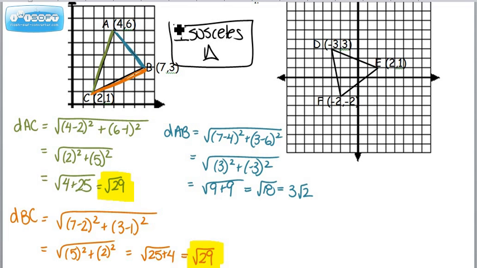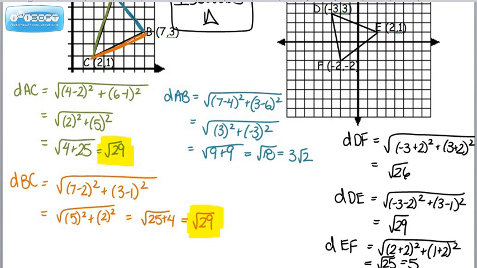Now use the same approach and do number 4 on your own. Please pause the video. We can now see that the distance for each side is different. DF is the square root of 26, DE is the square root of 29, and EF has a length of 5. Since all 3 lengths are different, this example triangle is a scalene triangle.